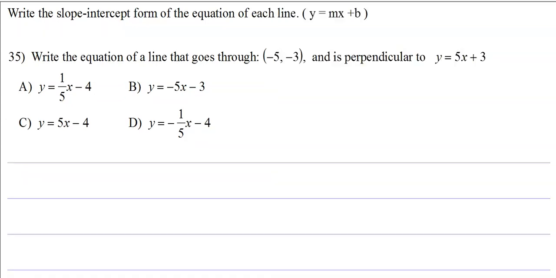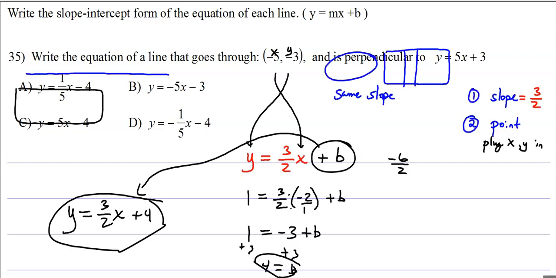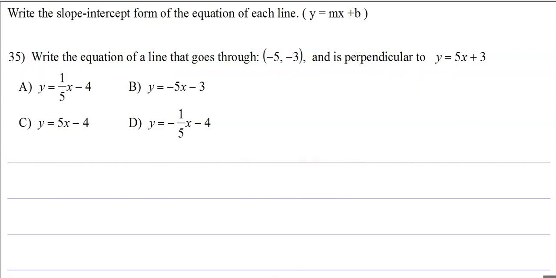Oh man, unfortunately 35 is a long one too. So same idea. We need to write an equation of a line that goes through -5, -3. So there's my x and y. I got to be perpendicular on this one. So since this one, the slope is 5, I need to make 2 changes. I got to be opposite. So since this slope is really positive 5/1, my 2 changes are I need to be negative and I need to be 1/5. All right. So my new slope's got to be -1/5.